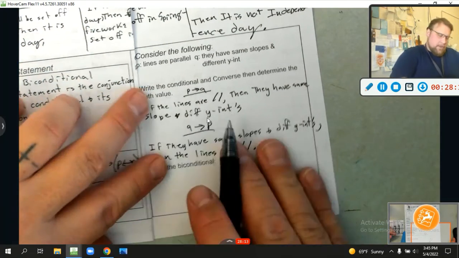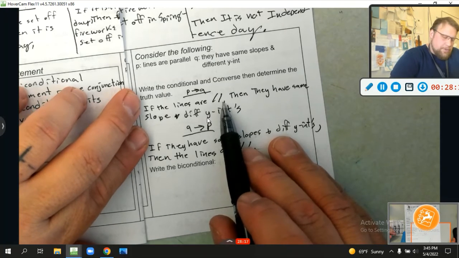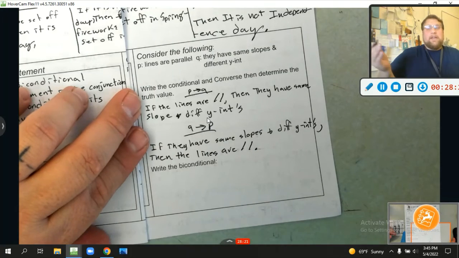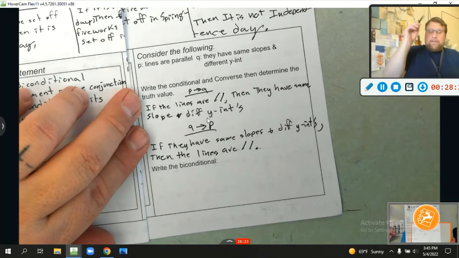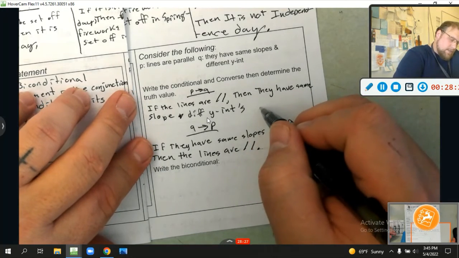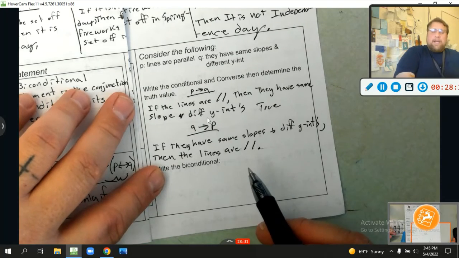Okay, let's talk about this. So the first one, if the lines are parallel, so we're going to assume they're parallel. If the lines are parallel, then they have the same slope and different y-intercepts. That's the definition of parallel. Their slopes have to be the same. They have different start values so that they're not crossing. Boom. This is true. This one has to be true, though, to write a biconditional.